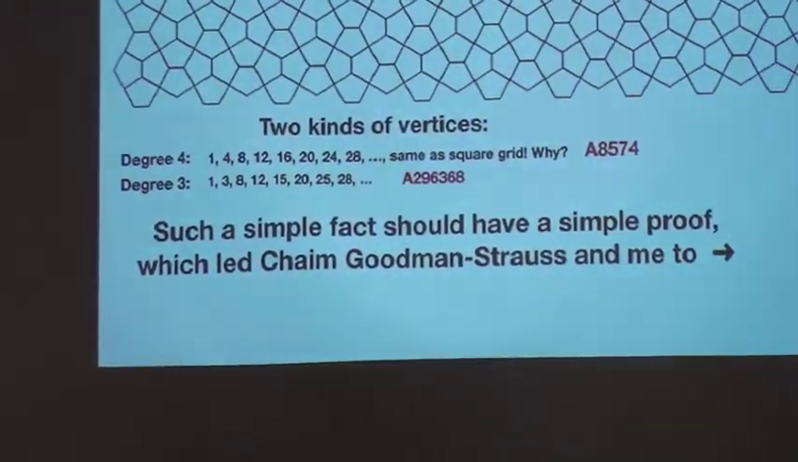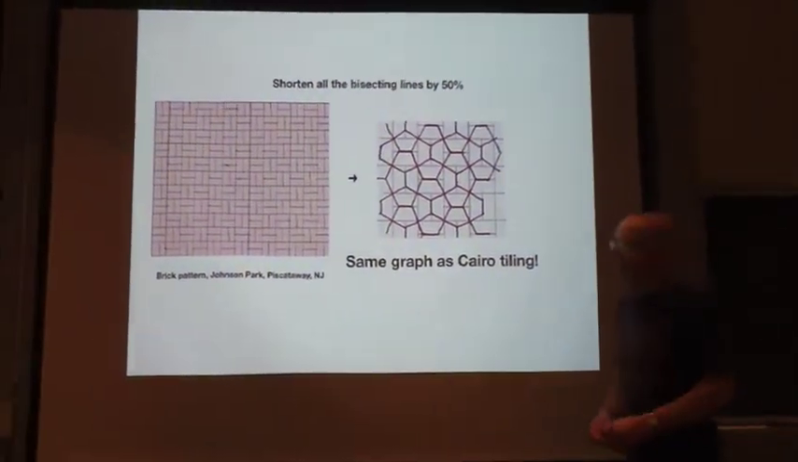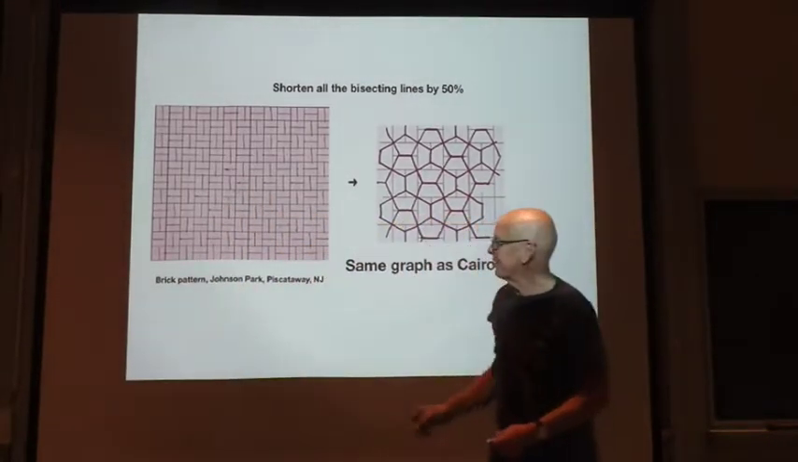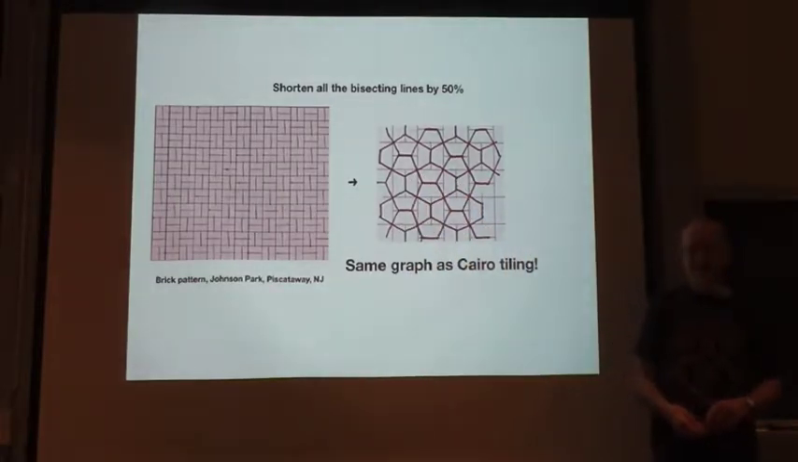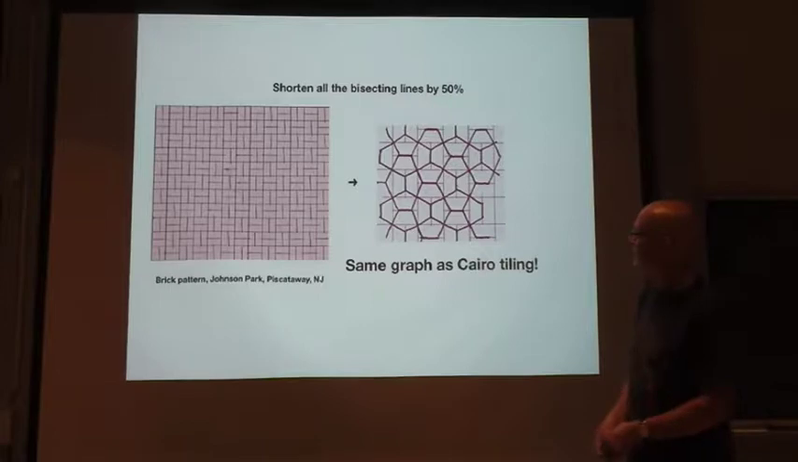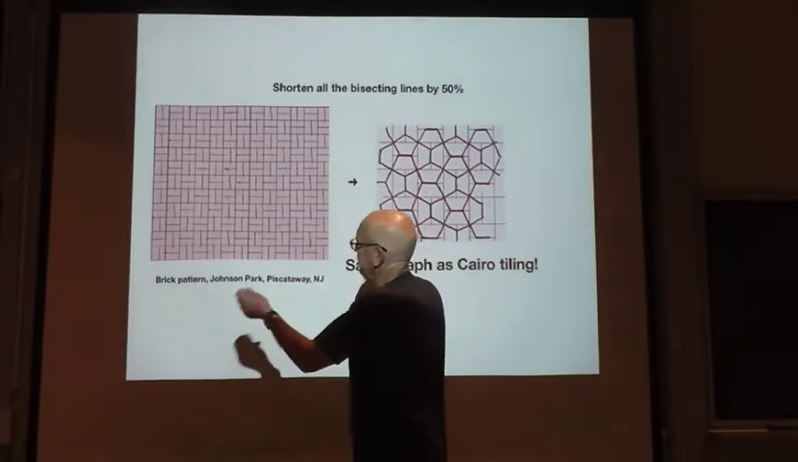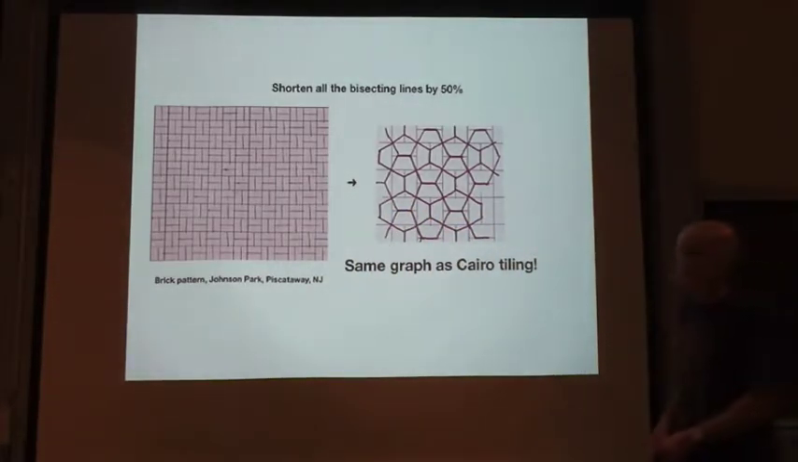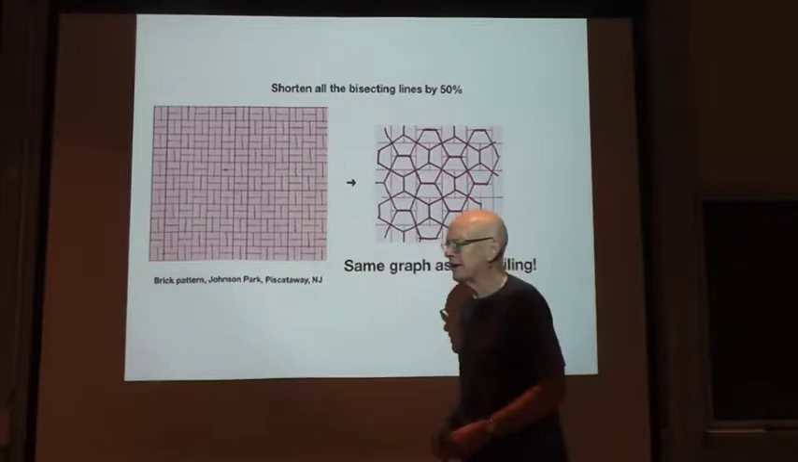Let me just show you why they're the same. If you take the tiling in Johnson Park and you squeeze all of the half lines a little bit, you get the Cairo tiling. It's the same graph. It's not unique. You could squeeze it in different ways a bit, but you can't make them regular. So it's isomorphic. It's isomorphic graphs.